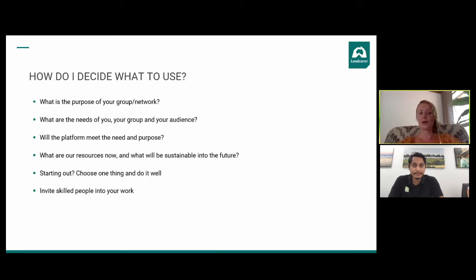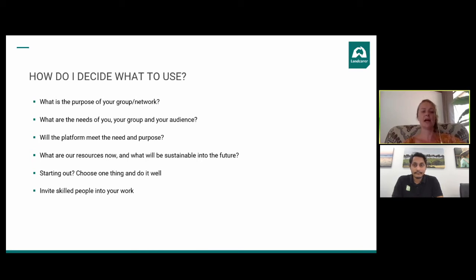So in all of that overwhelm, deciding what to do and where to place your energy, I just want to share some of the things that have helped guide our decision making about what tools to use and put your time and resources into. It's a great exercise to do for anything. If you haven't done this with your group, or haven't looked at it in the context of communications and digital platforms, revisit what's the purpose of your group and network. What's your overall vision, and what are you working towards as a network?